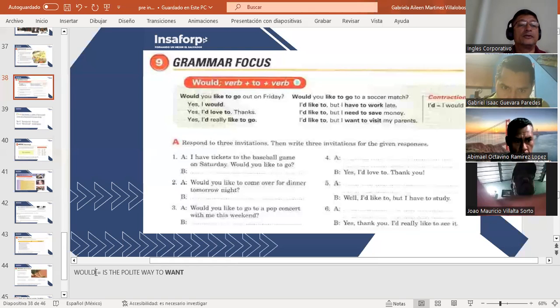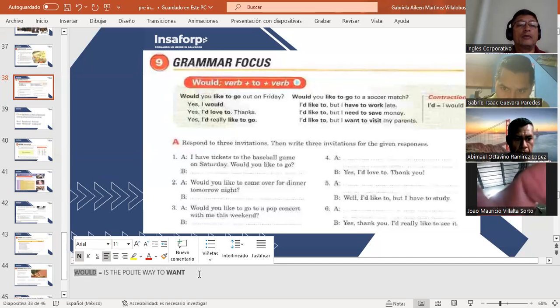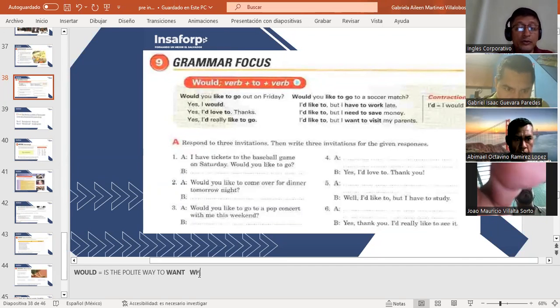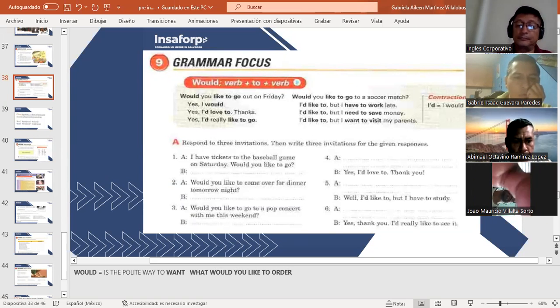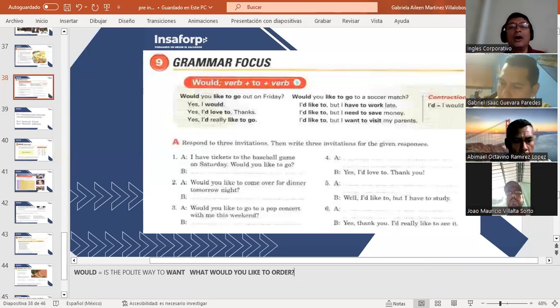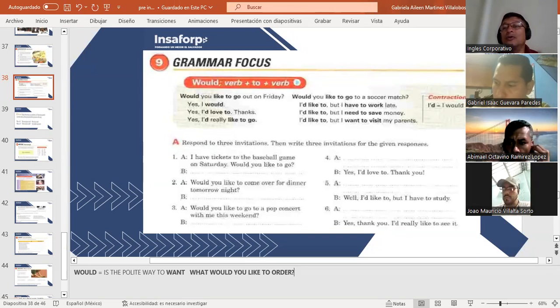Yes, teacher. So when you go to a restaurant, the server says, "What would you like?" To order. That is a polite way to say, "What do you want to order?" So when you make an invitation, for example, you invite a friend to the movies, you can say, "Would you like to go to the movies with me?" That's an invitation and that is polite. Okay?